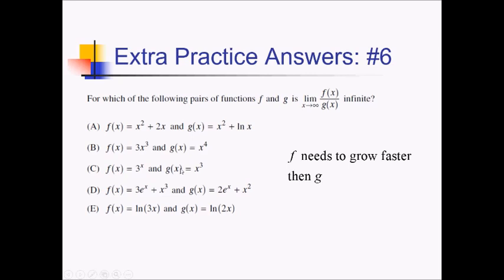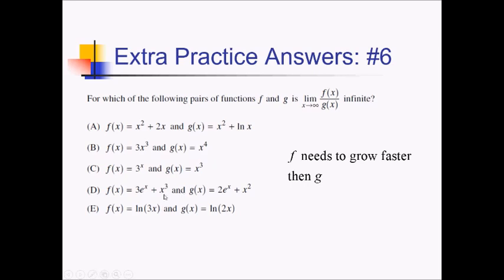So choice C is looking pretty good at this point. But let's check out the other ones. So D, we have 3e to the x plus something, versus 2e to the x plus something. Well, we're going to forget about everything except these e to the x's. And then dividing those, you would just end up with essentially 3 over 2 after you cancel out the e to the x's. So that's not going to work.